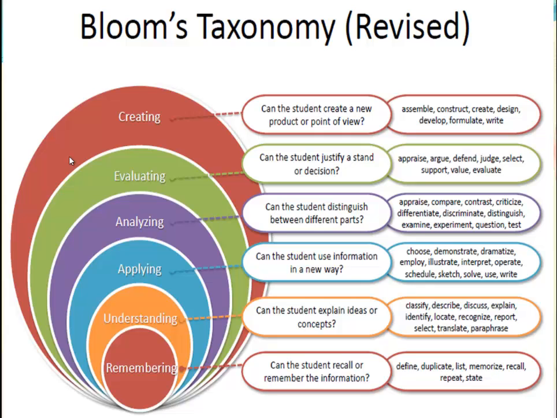Then, can the students use information in a new way in applying? Can the student distinguish between different parts in analyzing? And in evaluating, can the student justify a stand or decision? And in creating, can the student create a new product or point of view?